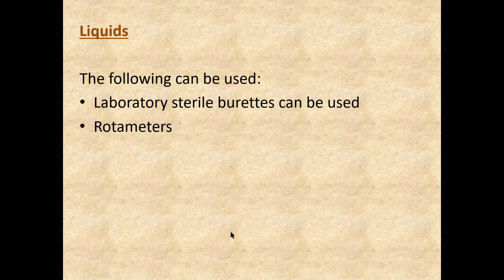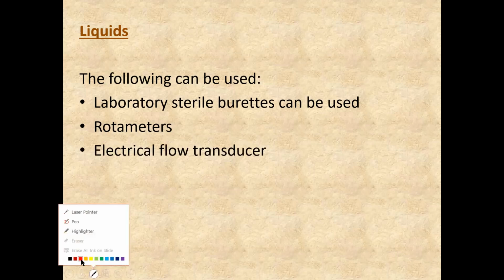Rotameters. In the previous recording, we have seen the principle of rotameters in detail. They are variable area meters. And as I said, they can be used to monitor the flow rate of both gases as well as liquids. Now, is there anything that you can use other than rotameters to monitor the flow rate of liquids? Yes. Electrical flow transducer. Now, what is this electrical flow transducer?